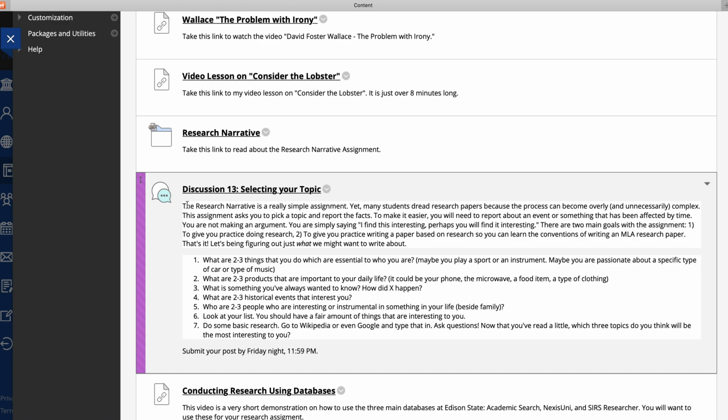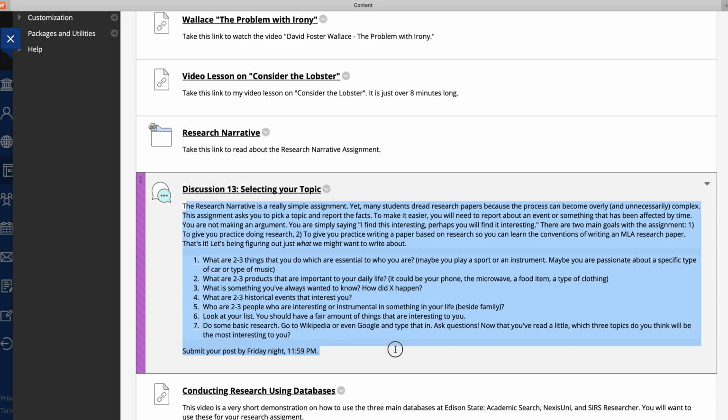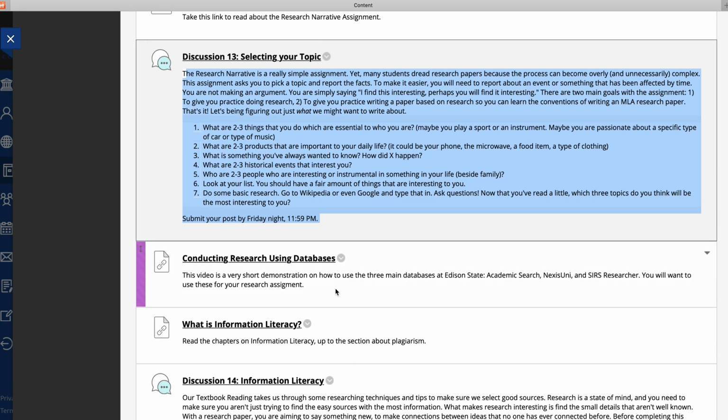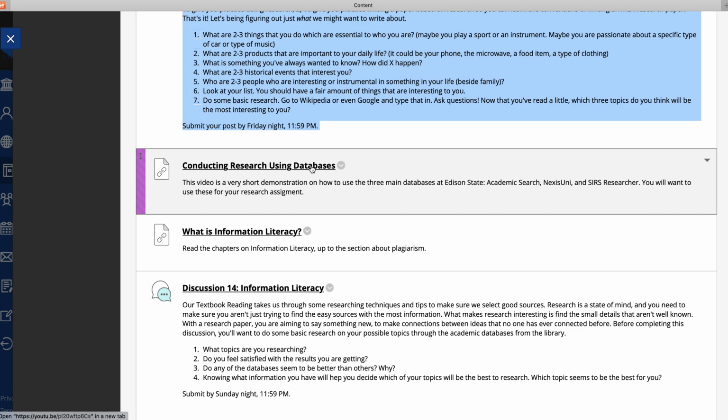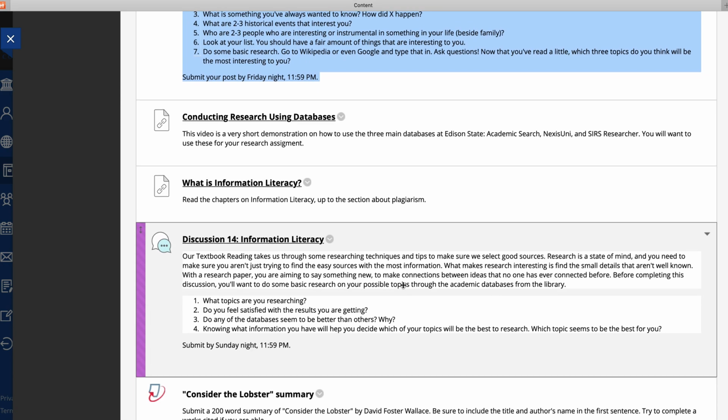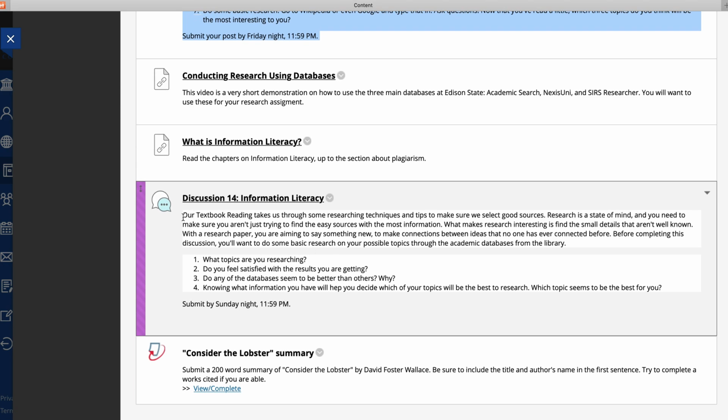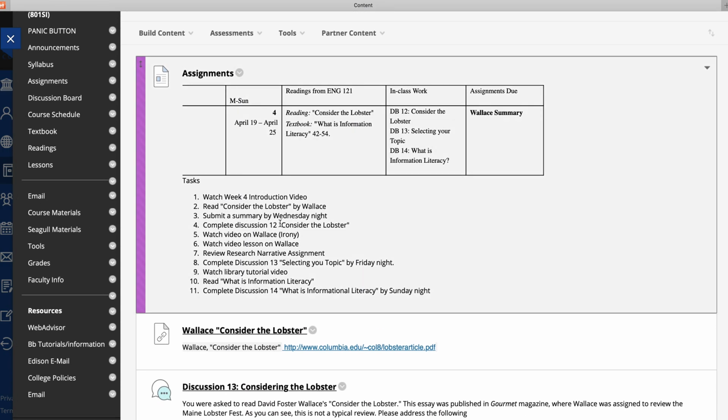We have a discussion board that's going to help us figure out some things that we would like to write about, and make sure that we know how to do that. Then I have a video on conducting research using databases, how to use the databases at Edison. It's going to be helpful. We have a chapter on information literacy, and then a discussion board. So that's what we're going to be doing.